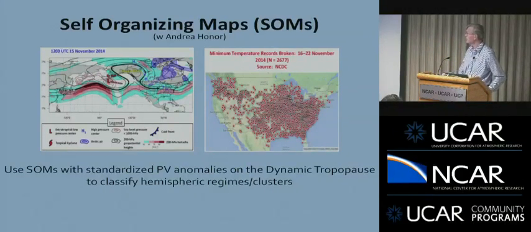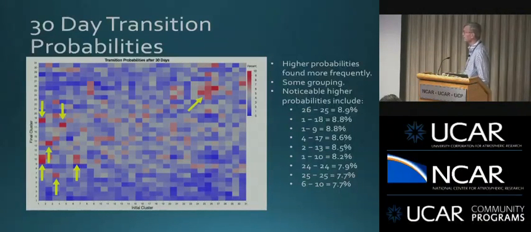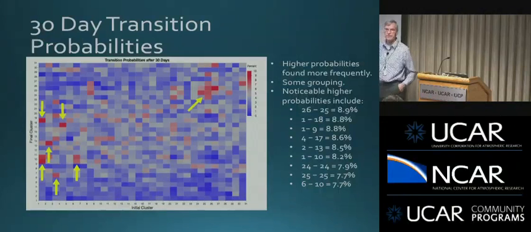So we've been looking at this. Andrea Honor is my student who's been looking at this with respect to standardized anomalies of PV on the dynamic tropopause as a way of characterizing the flow structure and using that to classify hemispheric regimes. What we've been particularly interested in is the transition matrices. So basically, she identified 30 different clusters using that data. On the bottom are the initial state of the flow in any one of those 30 bins for the cluster, and on the left is the final state after 30 days.